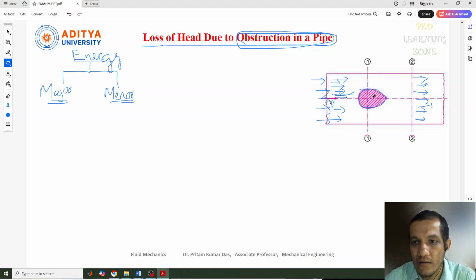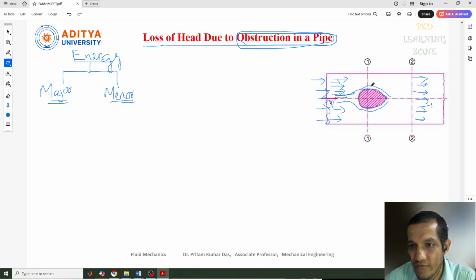Now, due to this obstruction there is a reduction in velocity. Why this velocity reduction? That means there is a disturbance in the velocity of this fluid. Why did it happen? Because of this obstruction in the pipe. Here the fluid will move in this way due to the obstruction. It's moving like this, and similarly the fluid will change its path and move like this.